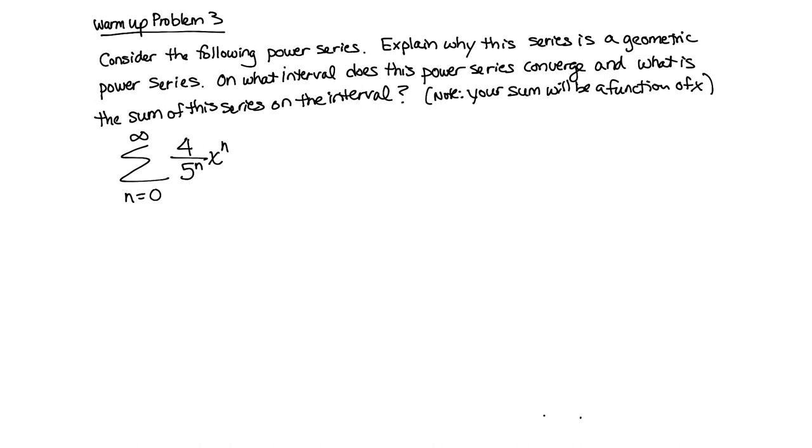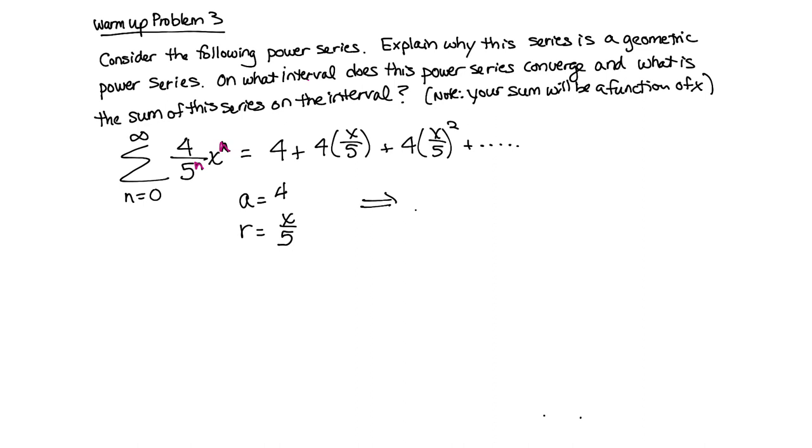Okay, so if I list out my terms, so I know it's a geometric series because n is appearing only in the exponent. So that gives me a clue, geometric series. If I list out my terms, my first term is when n is 0. When n is 0, my first term is 4. My next term, when n is 1, is going to be 4 times x over 5. The next term is going to be 4 times x over 5 squared, etc. So A is 4, R is x over 5.